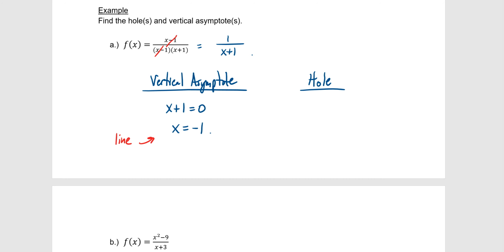When we're trying to find the holes, we go to the factor that we canceled off, which is x minus 1, and we set that equal to 0 and solve for x. We get x equals positive 1 after we add 1 to both sides. So this one represents an x coordinate. Even though they're both similar in the sense that they're discontinuities and they both occur when the denominator equals 0, we find them a little bit differently, and the x equals represents something completely different.